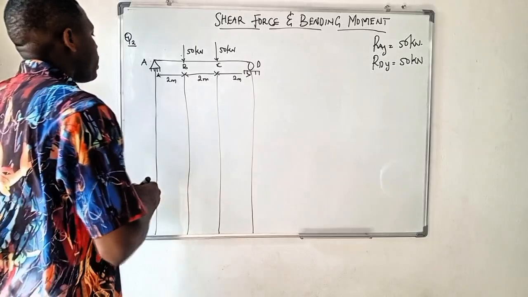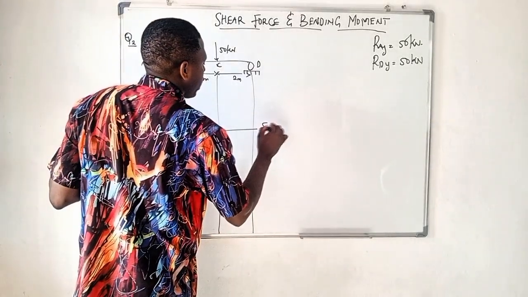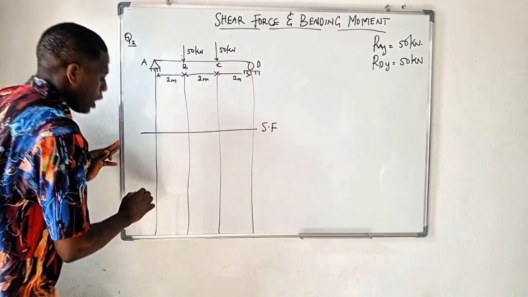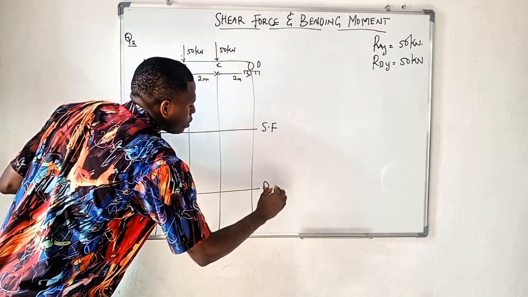That's why we are seeing our faint lines to be 4. The next thing is to pick your pen and draw a thick line. Call that thick line your shear force origin. And you draw another one, you call it your bending moment origin.